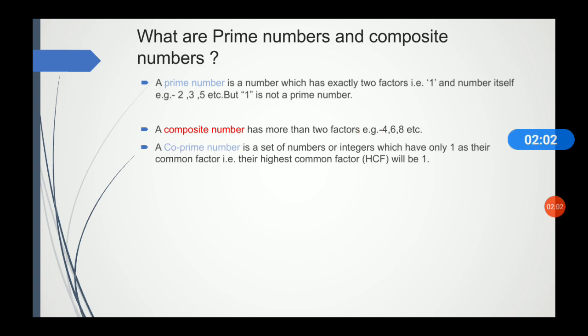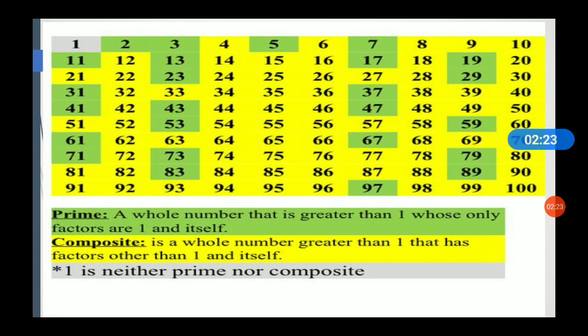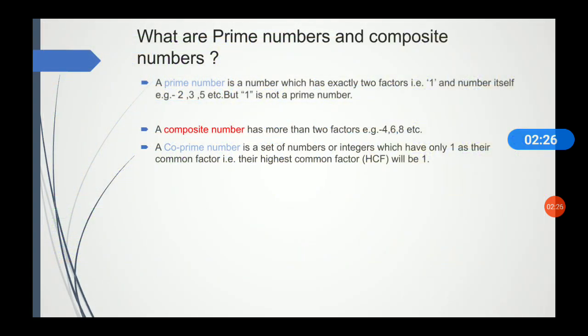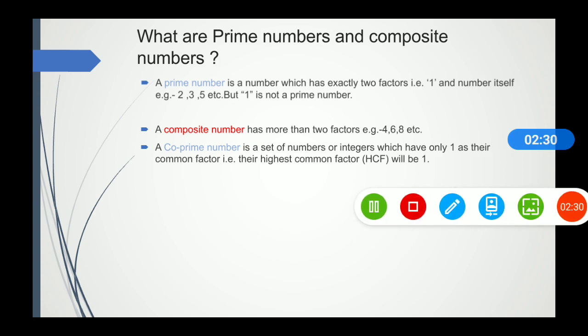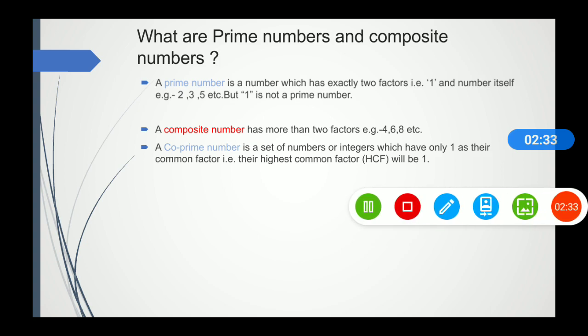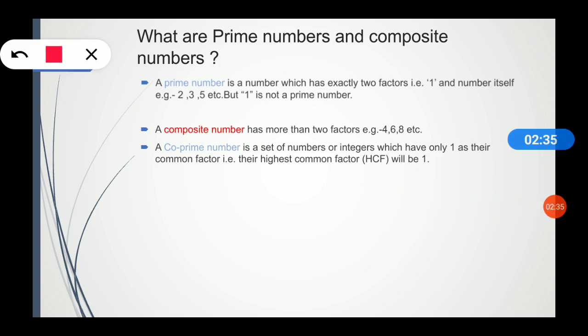There is another set of numbers, that is co-prime numbers. It is a set of numbers or integers which have only 1 as the common factor, that is, their highest common factor will be 1. In case of co-prime numbers, you need to find at least two numbers.